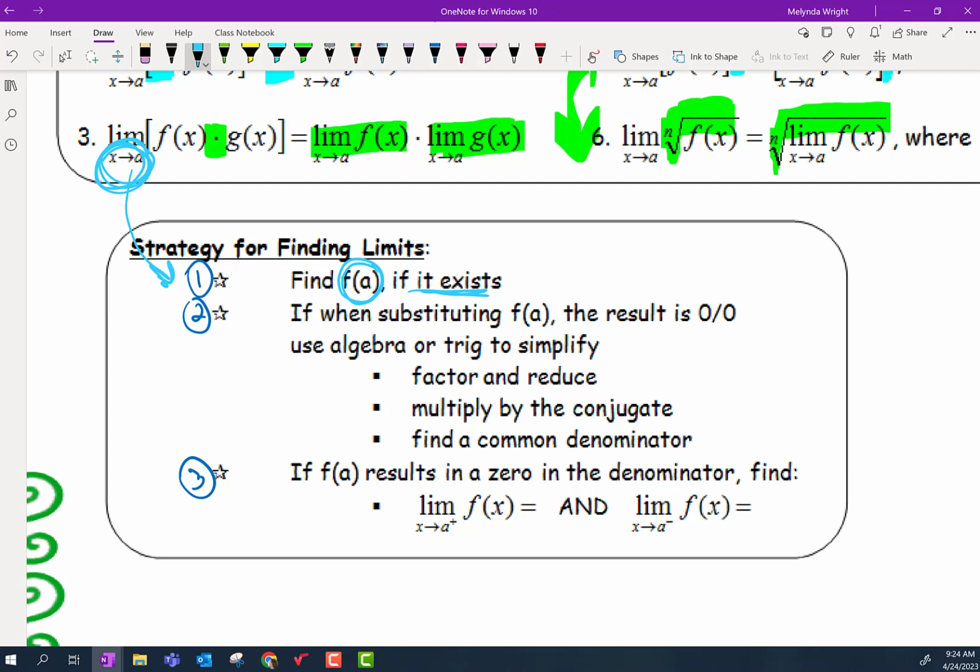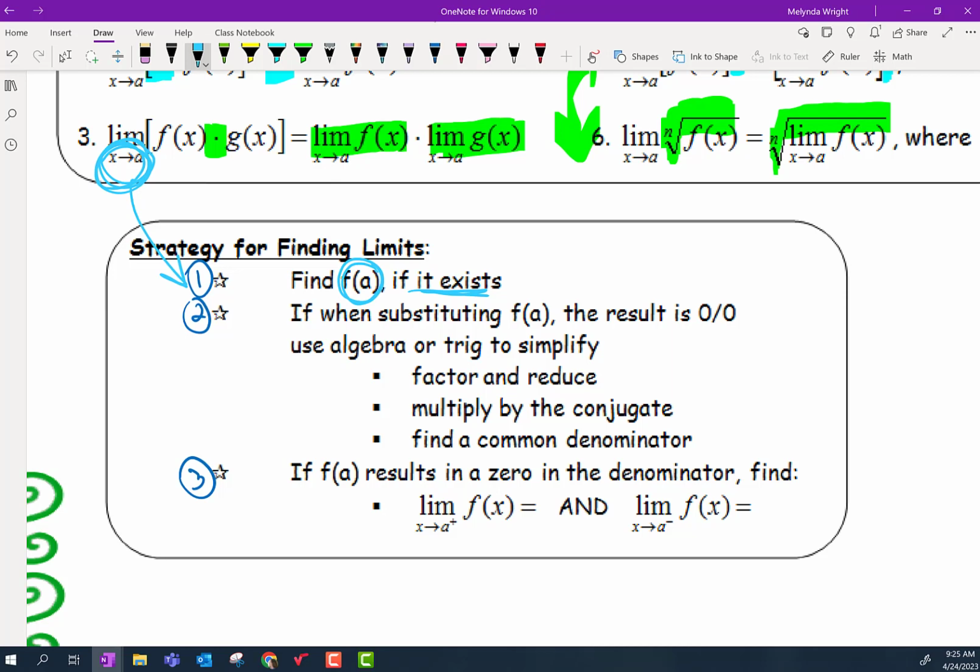Does that happen very often? Not really, because that's pretty easy, right? Just plug in the number and you're done. All right, so that's the first thing that could happen. The second thing is actually the most common thing. Number 2 is the most common thing that's going to happen.